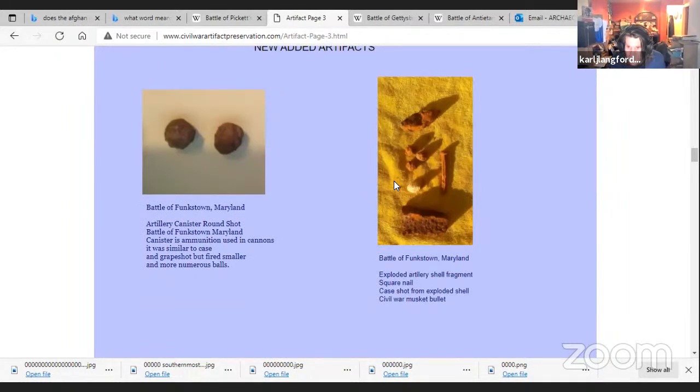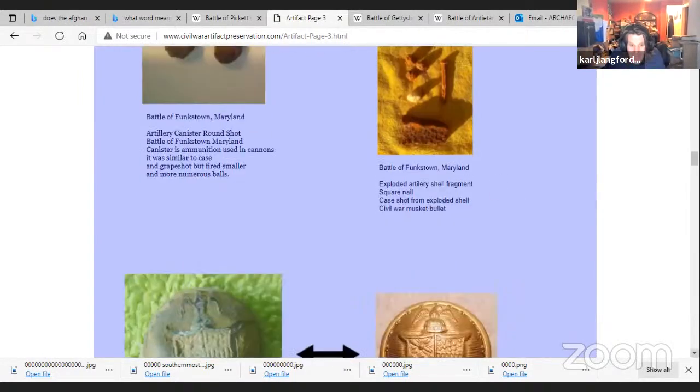Again, this is all really, really important to understand what's going on in the battlefield. So obviously these fragments themselves on the right there demonstrate where an artillery shell exploded, and that is where people died. That is where people lost their lives.